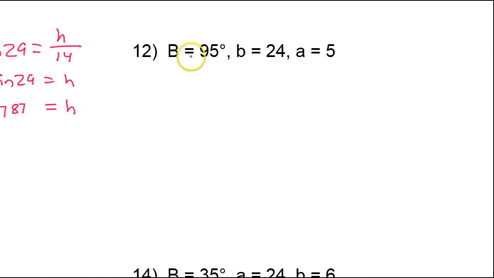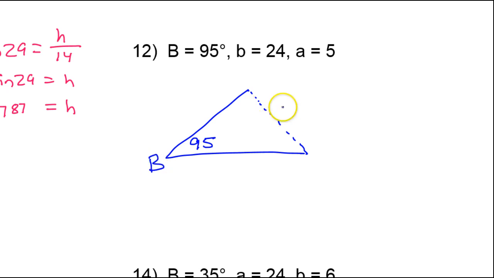Okay, similarly, number 12. We have a side and an angle. So as soon as we see that, we draw this picture. Okay, we put our angle here. So this will be the 95 degrees. This is angle B. That means this must be side B, so the 24 goes here. The other side will be our rigid side. So this 5 must go here. That's side A, which makes this angle A, which makes this angle C.